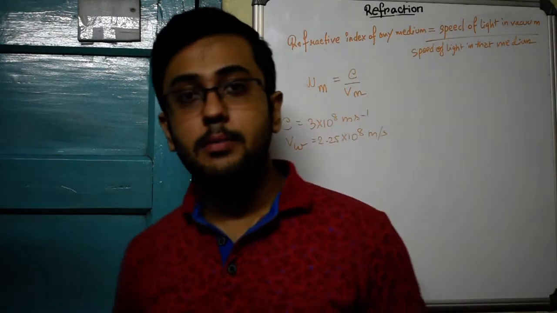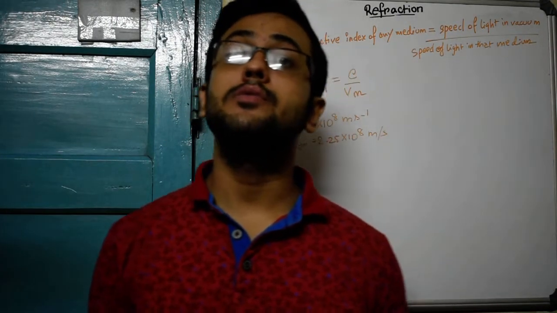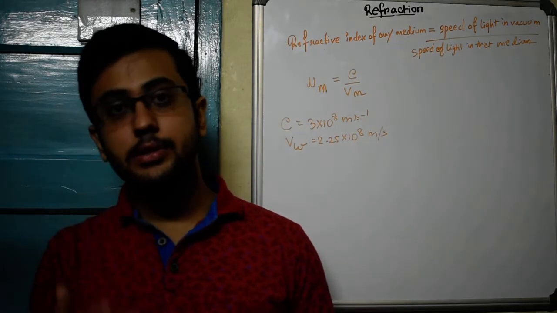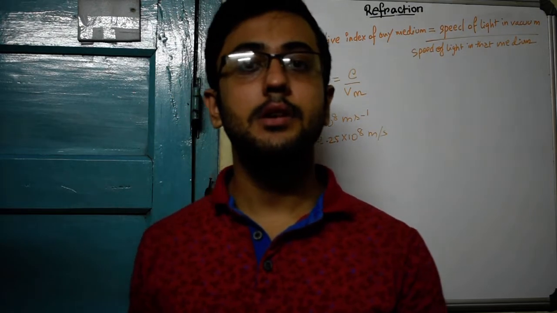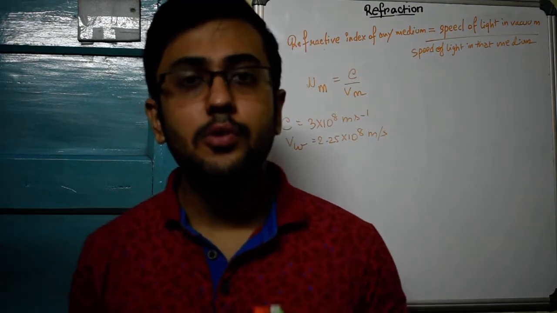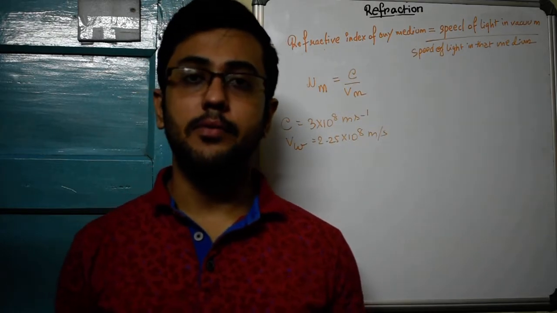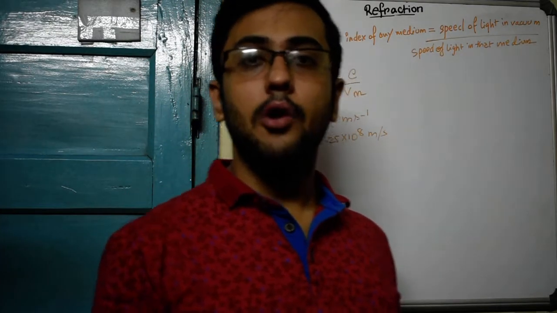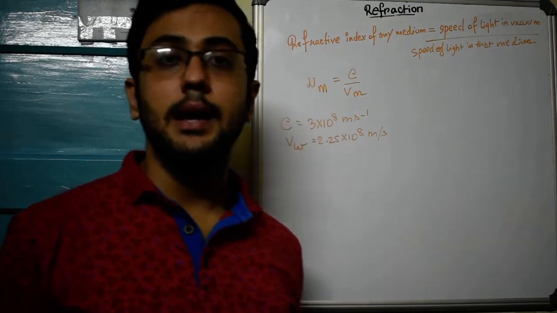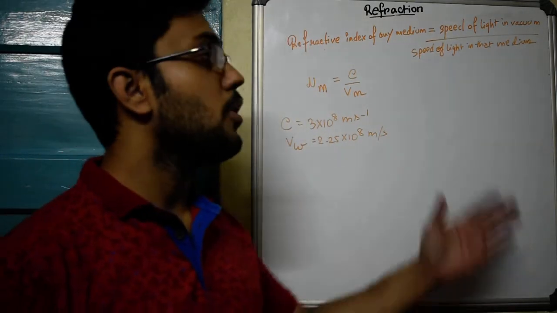Now when we studied about refractive index of one medium with respect to another medium, we said that it is the ratio of sine of angle of incidence to sine of angle of refraction. But we may not always know the angles of incidence or angles of refraction. In that case, how will we find out the refractive index of a medium? So for that, we have another alternate formula here.